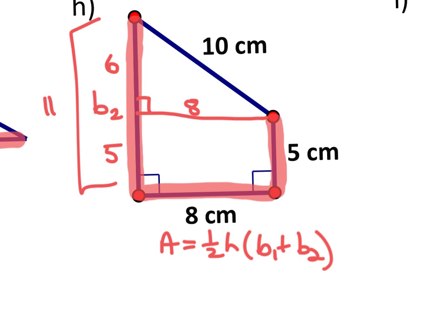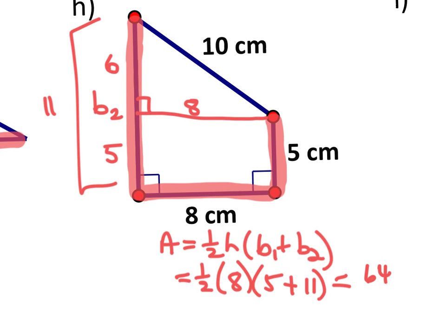meaning that the whole side there is 11. Okay, so plugging things into the formula, half times height. Here it's sideways, so the height's 8, and B1 is 5, plus B2 is 11. So doing that calculation, it equals 64 square centimeters.